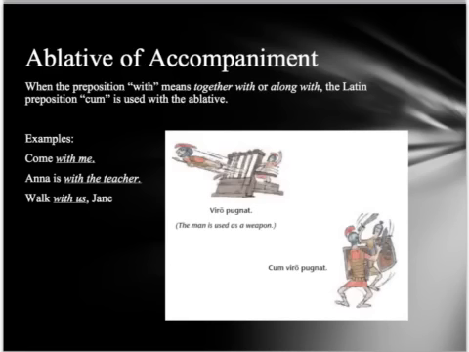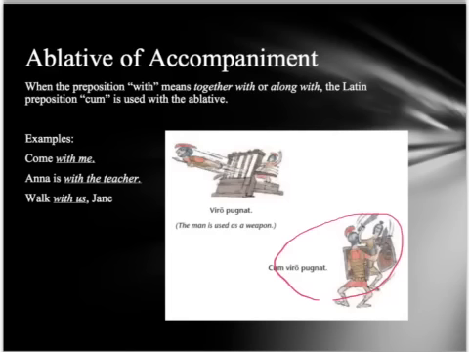Another ablative is the ablative of accompaniment. This is always used with the preposition cum. The ablative of accompaniment is when you're doing something with somebody. For example, the ablative of accompaniment is down here. He fights with the man, so he's accompanying him here.